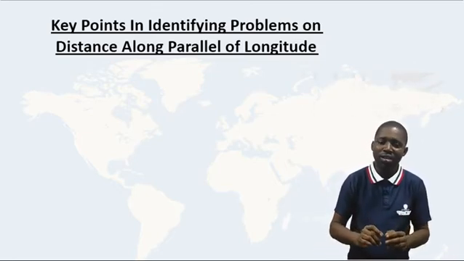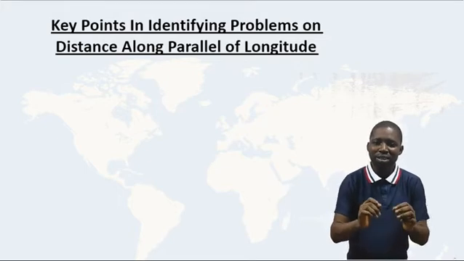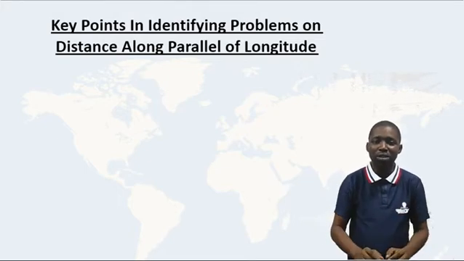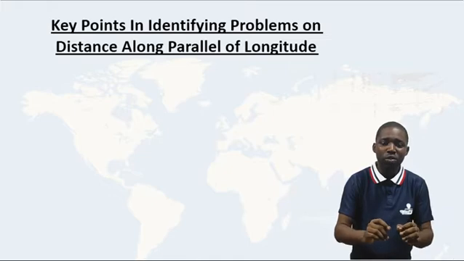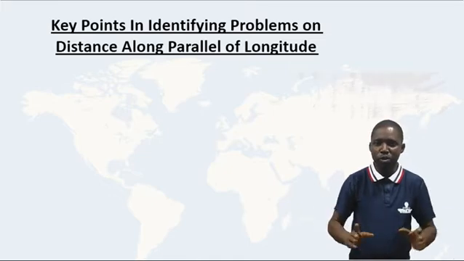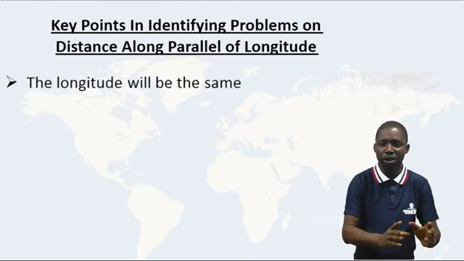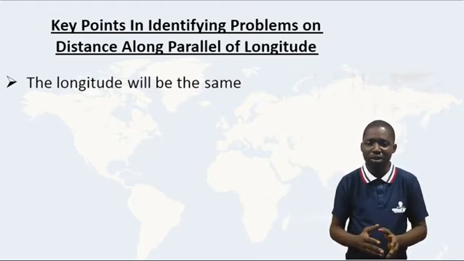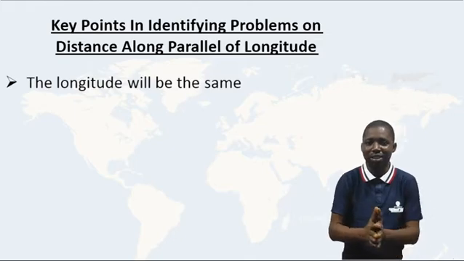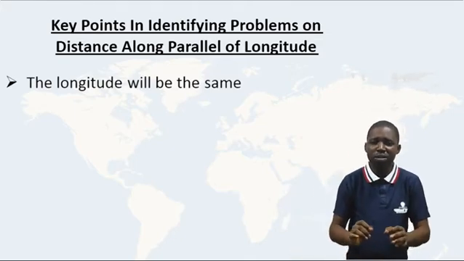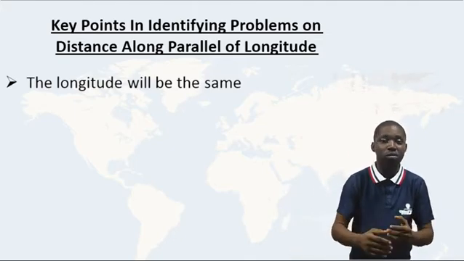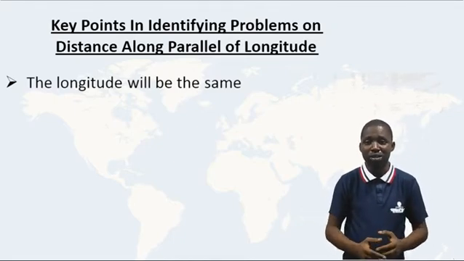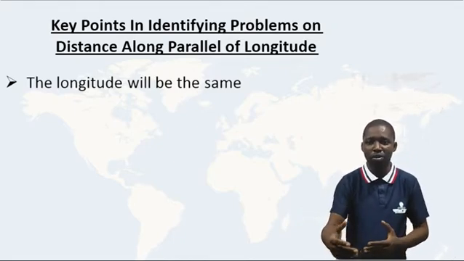The first thing is that for questions involving distance along parallel of longitude, the longitude must be the same. So we are going to have the same longitude. In our previous lesson, we said for us to analyze, we must have either the longitude or the latitude to be the same. For questions involving same longitude, we're of course talking about distance along parallel of longitude.